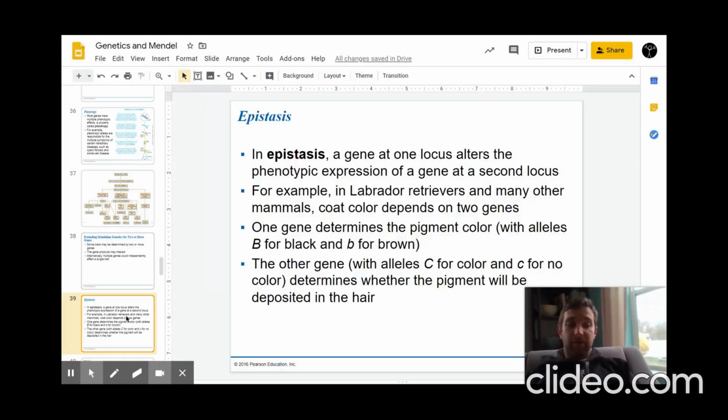Epistasis can really be explained well with things like coloration. So we've got coloration that can occur, and if the coloration is light or dark, we've got a couple of different alleles for that. However, there's a third enzyme that's responsible for making the pigment in the first place. And if the pigment is not made in the first place, it doesn't really matter if that pigment is destined to become brown or destined to become black or destined to become yellow, because there's just zero pigment made at all.